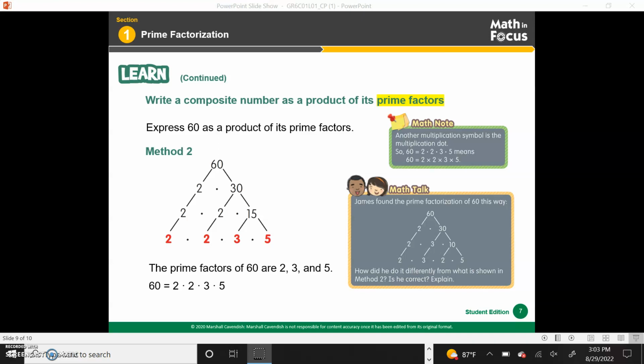So this is another way to write a composite number as a product of its prime factors. What we can do is a factor tree like this. So this is another method. If you like doing the division like I showed you before, that's fine. But you can see on page 7 of your math book, method 2 is you take 60 and think about what multiplication problem can go into 60, like 2 times 30. Okay, and then you can see 2 is a prime number.